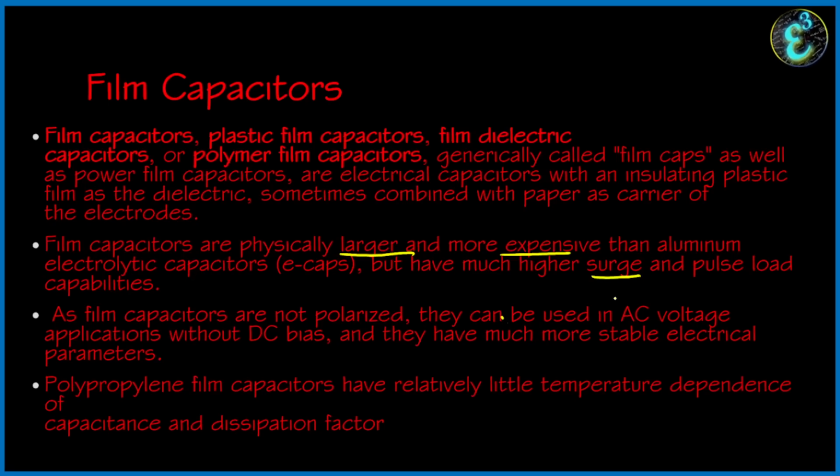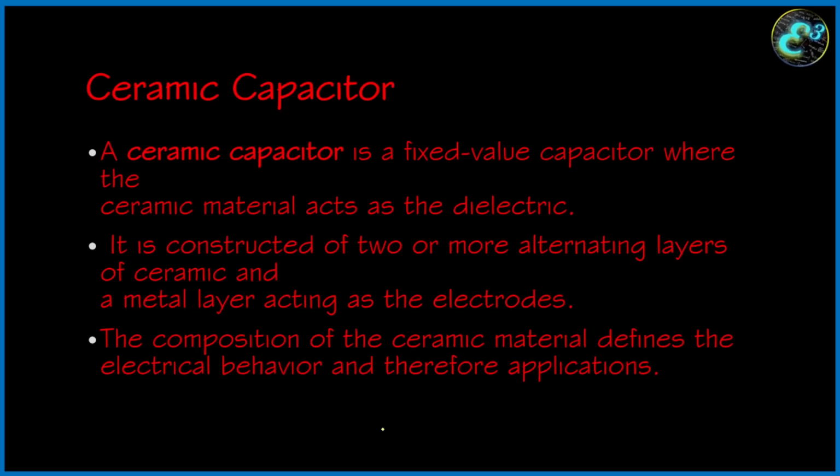So they are not polarized, meaning pwede nating pagbaliktarin ang kanilang mga terminals. They can be used in AC voltage without DC bias, and they have much more stable electrical parameters. Polypropylene film capacitors have relatively little temperature dependence, meaning hindi siya naapektuhan ng temperature ang kanyang capacitance, and a lower dissipation factor.